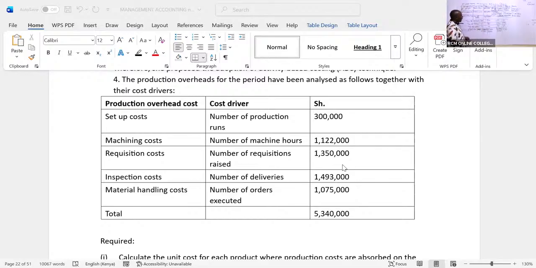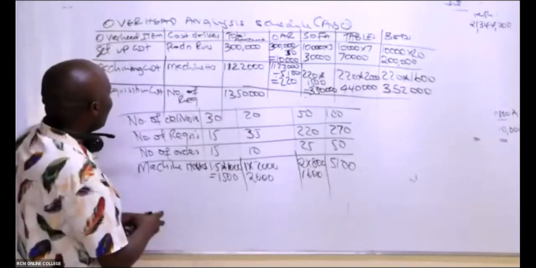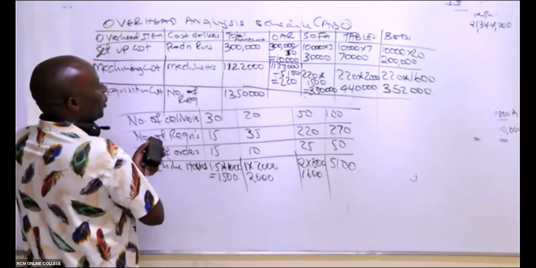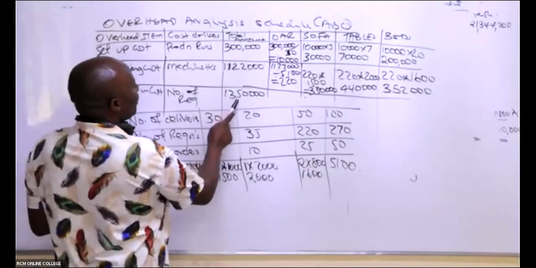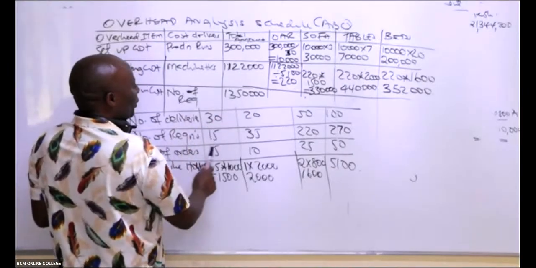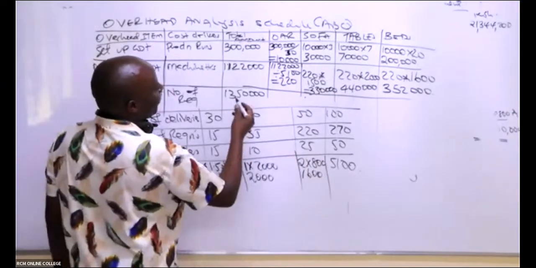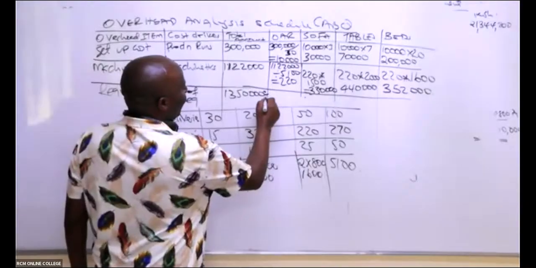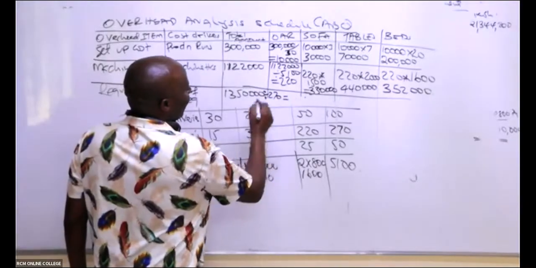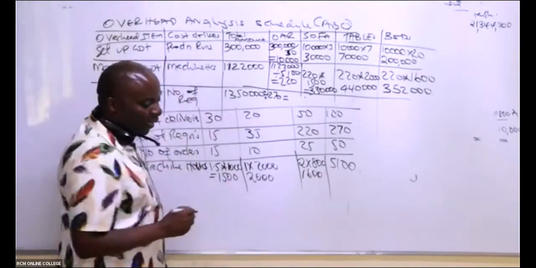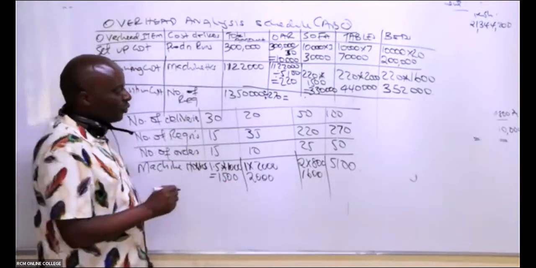So now you are experts, really. Go ahead and give me the OAR for the requisition cost. It's very easy. So the OAR here, you will take this amount divided by number of requisitions, which are how many here? 270. So you simply divide this by 270. Do you have an answer? 5,000. Thank you so much.